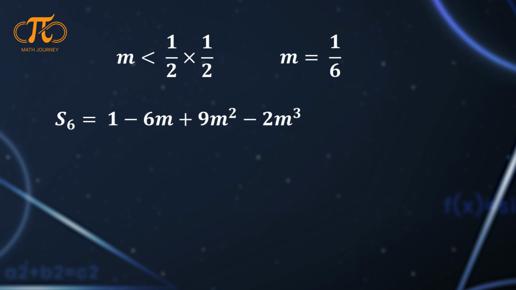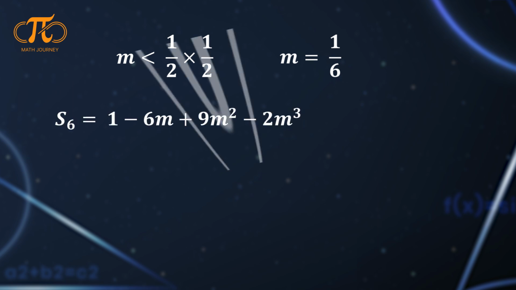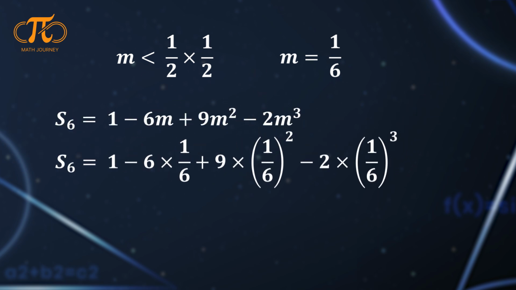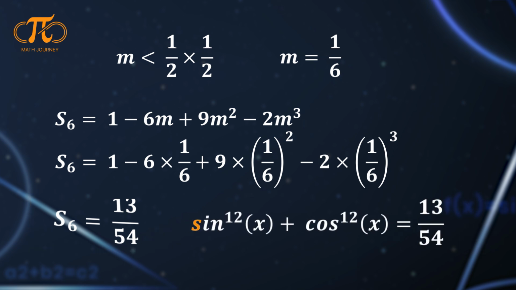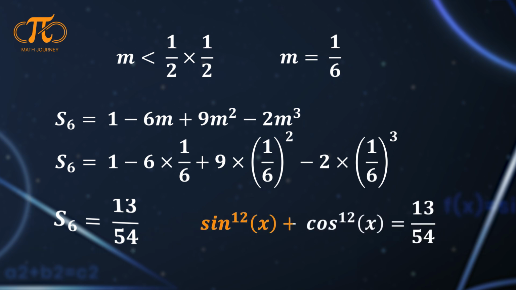Now that we have m equals 1/6, we can substitute it back into our expression for s6, which is 1 minus 6 times m plus 9 times m squared minus 2 times m to the power of 3. With substituting m, we have s6 as this. So, our final answer is s6 equals 13 over 54. Which means sine to the power of 12 of x plus cosine to the power of 12 of x equals 13 over 54. And that's our solution.